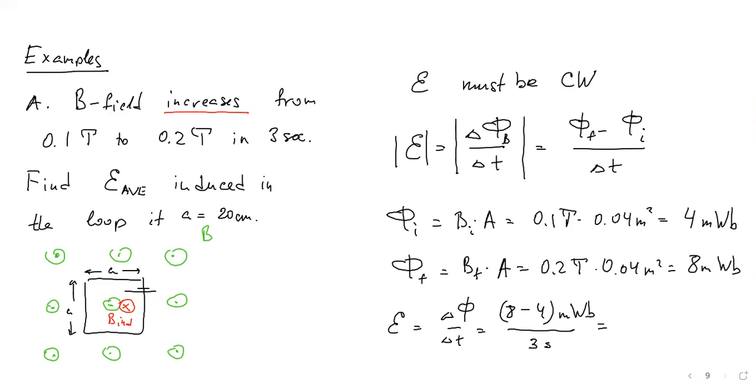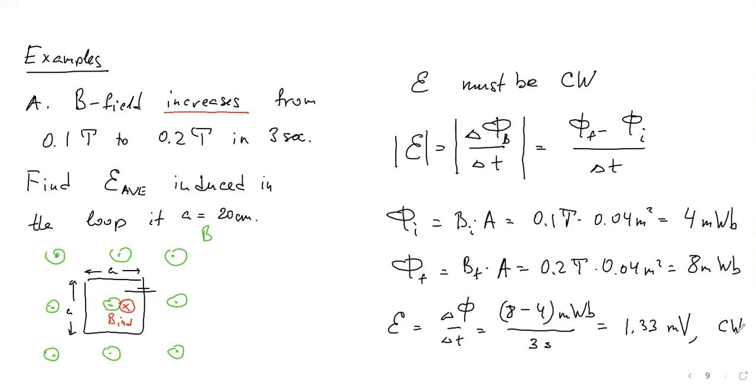8 minus 4 is 4. 4 over 3 is 1.3333, yeah? 1.33 millivolt. Webers over second should give me volts. So milliweber over second is millivolt. And the direction of this is clockwise. We solve the problem.